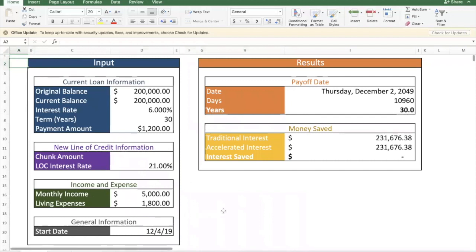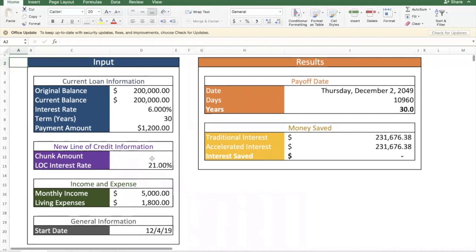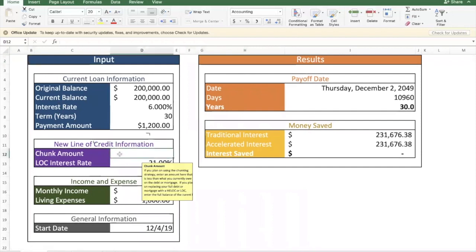Now in our example, we used the amount of $13,000 to chunk at this loan, so we're going to do that. We click into the cell, and each of these cells has a little bit of information. If you're not sure what to put into a cell, just read the comments for the description. We're going to put $13,000 to work for us using the velocity banking method that you learned in pillar 1.